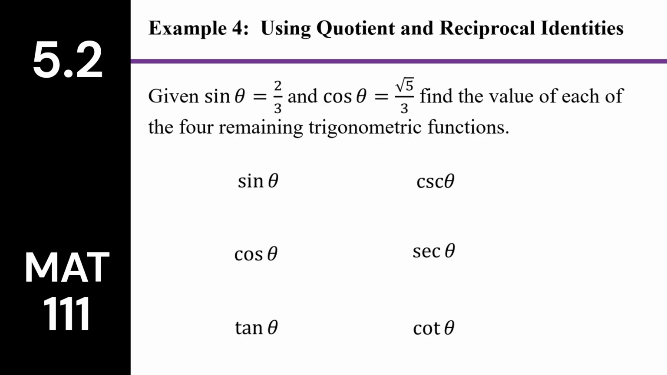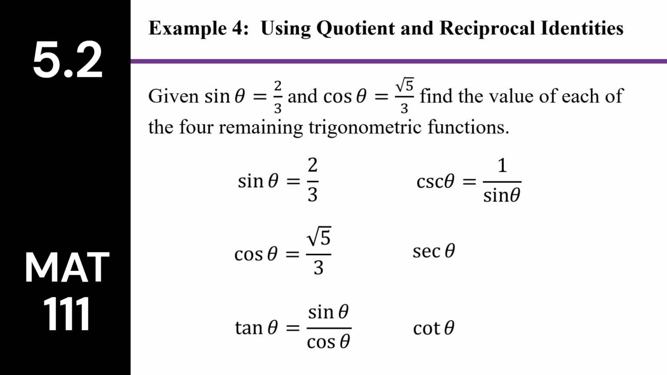So looking at our example, of the 6 trig functions, our strategy will look something like this. We have 2 that are given. Tangent is sine over cosine. Cosecant is the reciprocal of the sine. Secant is the reciprocal of the cosine. And cotangent is the reciprocal of the tangent.